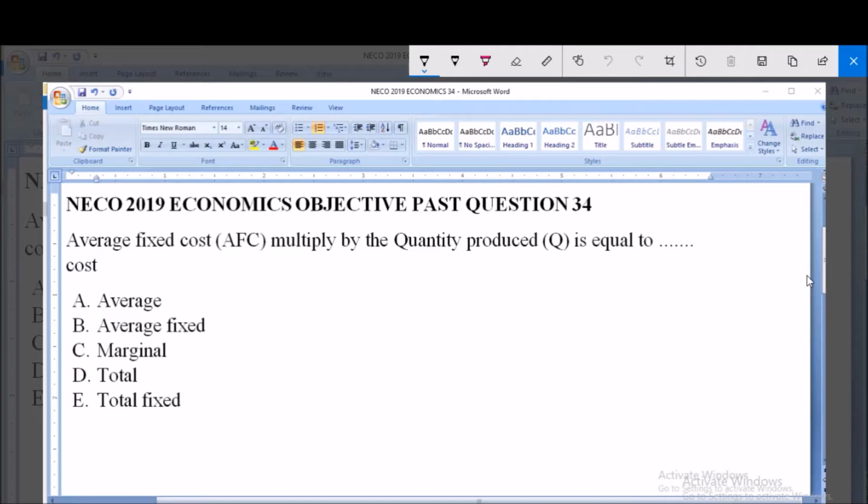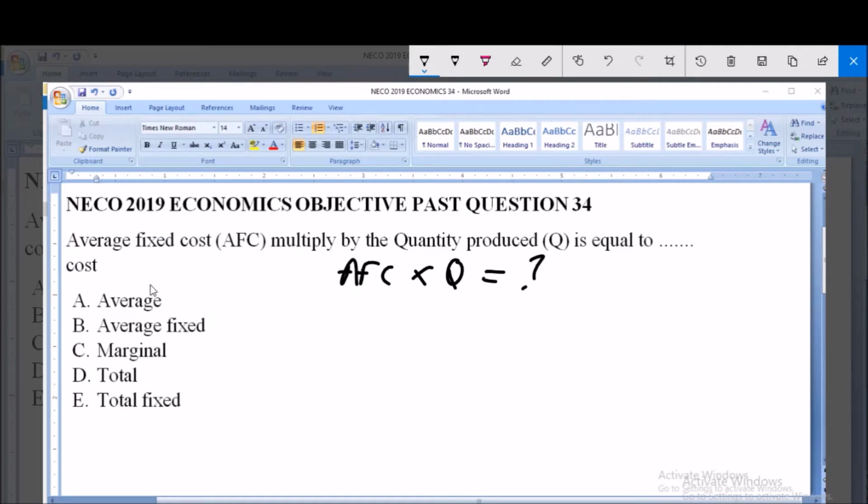Average fixed cost multiplied by the quantity produced is equal to dash cost. A. Average. B. Average fixed. C. Marginal. D. Total. E. Total fixed. So we are given an expression here. So average fixed cost, when it is multiplied by quantity produced, what is it equal to?